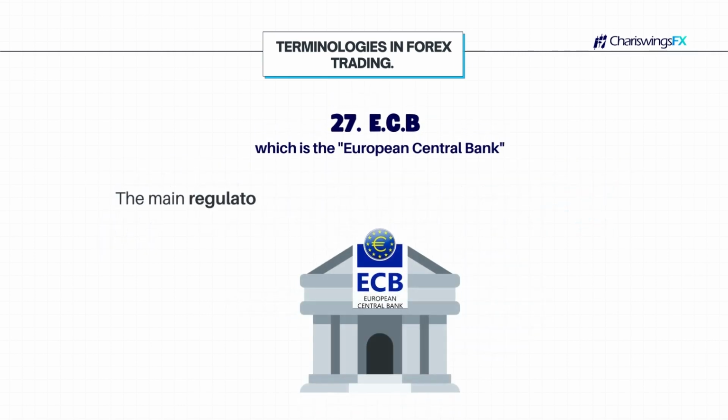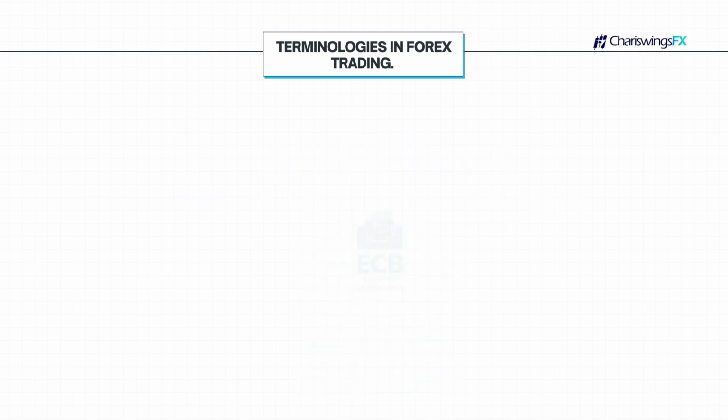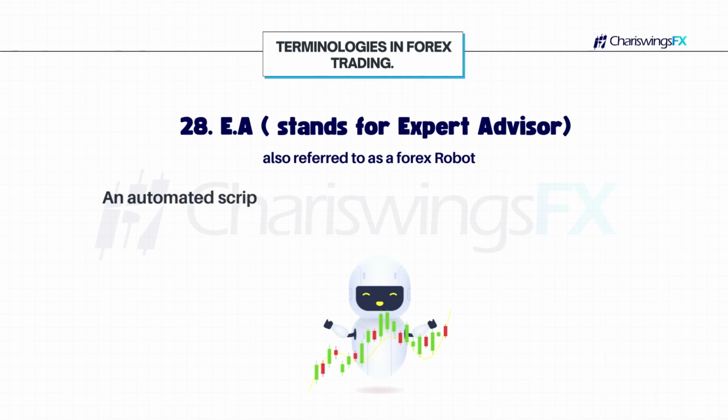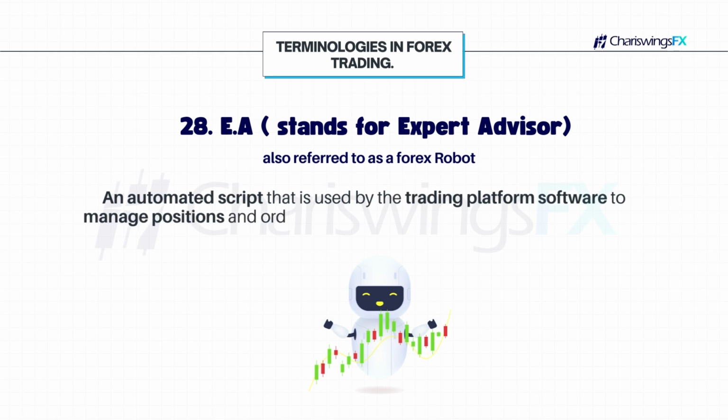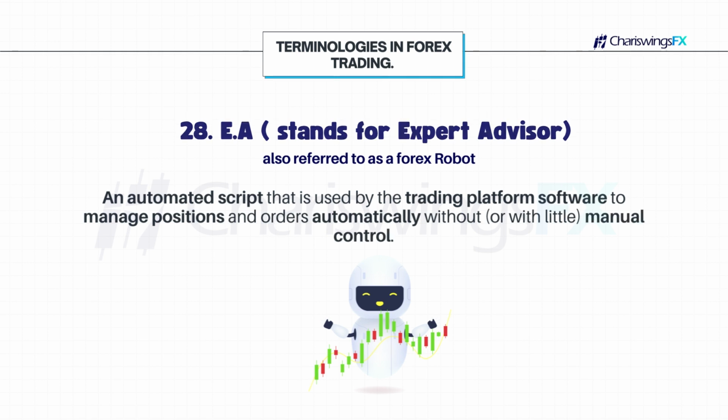27. ECB, which is the European Central Bank, the main regulatory body of the Eurozone's financial system. 28. EA stands for Expert Advisor, also referred to as a Forex robot, an automated script that is used by the trading platform software to manage positions and orders automatically without, or with little, manual control.